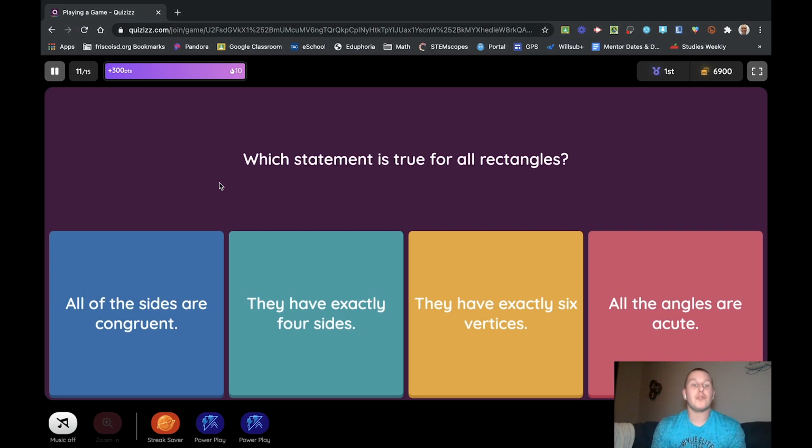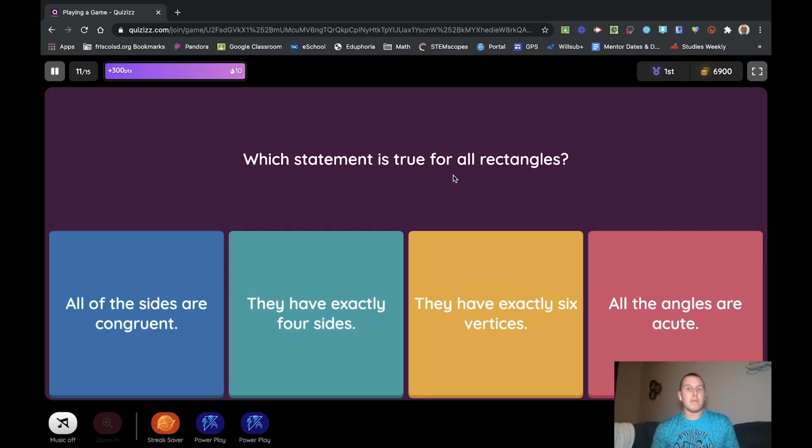Which statement is true for all rectangles? All of the sides are congruent. They have exactly 4 sides. They have exactly 6 vertices. Or all the angles are acute. So this is the tricky thing about these types of problems: the word all. This means every rectangle there is in the book will have this.